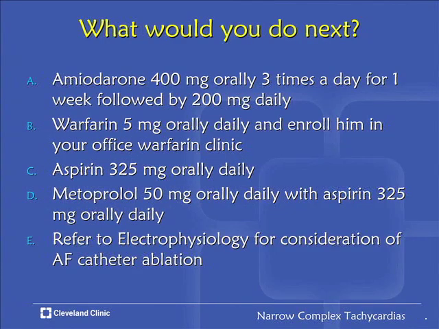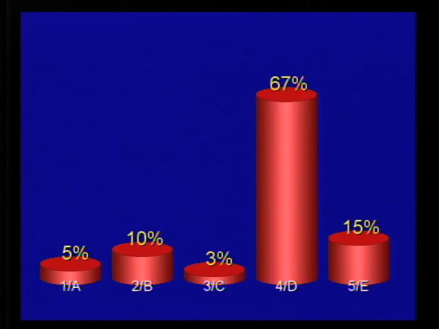Are we going to go back to our favorite drug, amiodarone? Are we going to give him warfarin? Are you going to give him aspirin? Are you going to give him metoprolol? Or are you going to refer him to me for atrial fibrillation? So if he had his second episode, and there's no structural heart disease, what are we going to do? Excellent. We're going to start a little bit of metoprolol and give him his daily dose of aspirin.